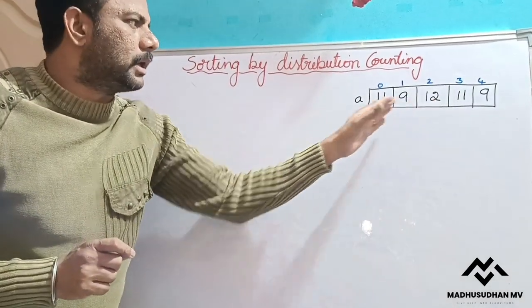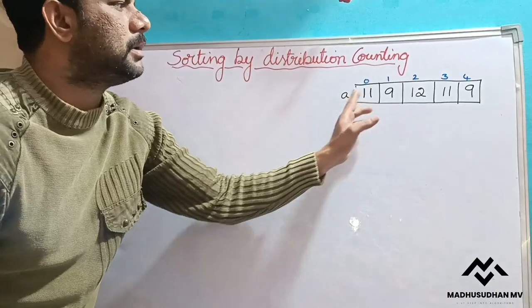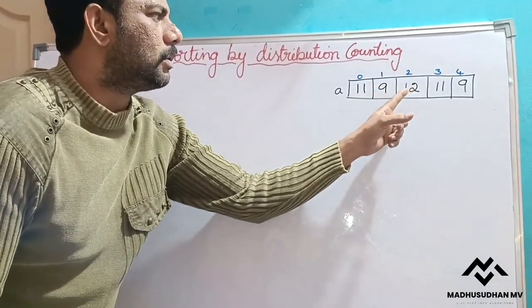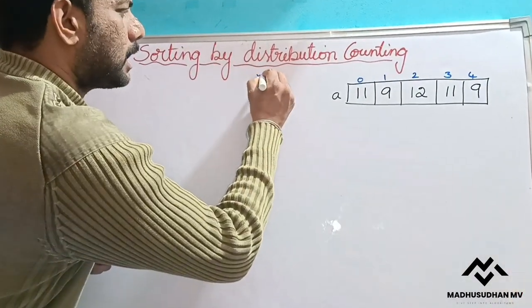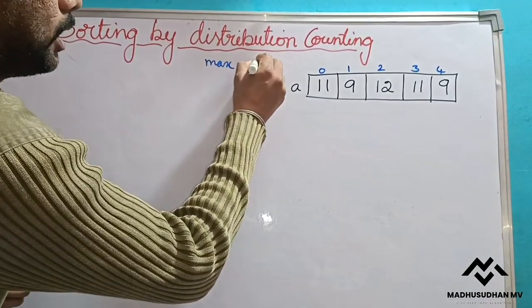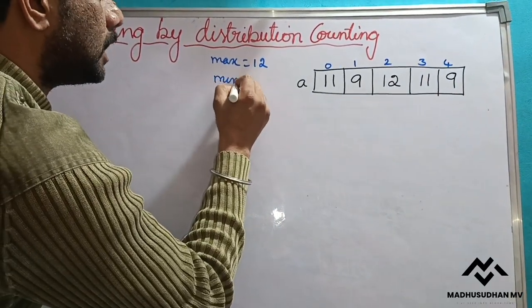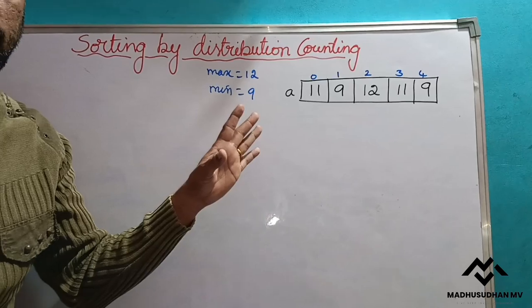Now here, which is the maximum number among these numbers, 11, 9, 12? Among these, the maximum is 12. So I will say here maximum is equal to 12. And among these 5, the minimum is 9. That means the numbers are in the range between 9 and 12.